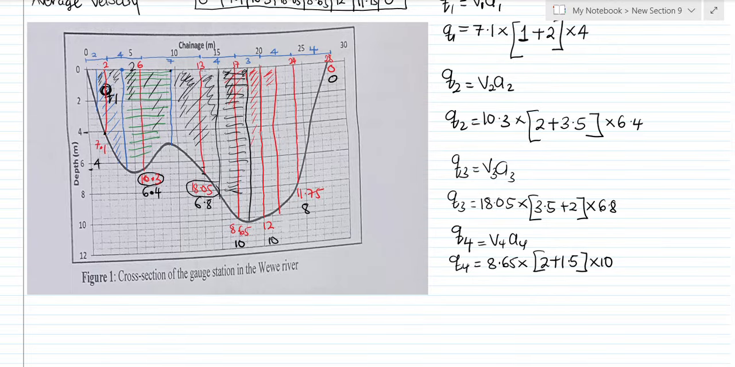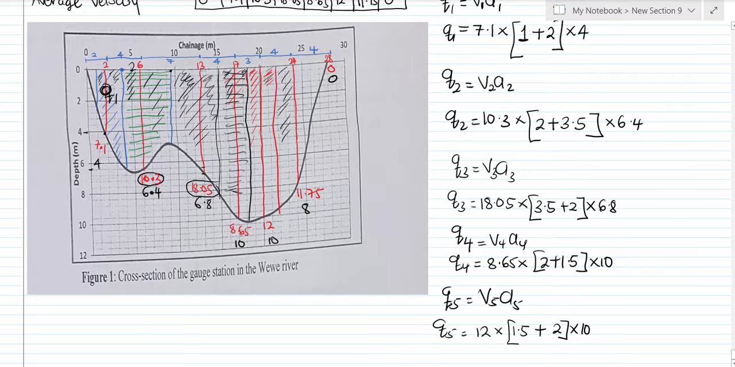And so our Q5, which is V5 times A5. Now our V5 is 12, right? And our A5 is going to be the 1.5 that was left plus the new section that we created, which is 2, times the depth there, which is 10. Then with that in place, after creating this section, a small portion was left here.